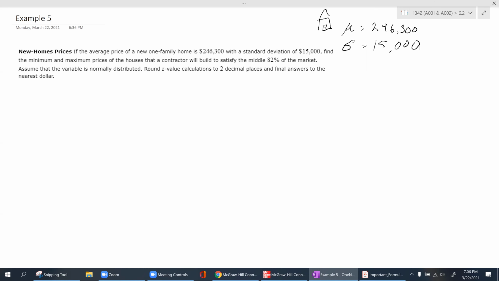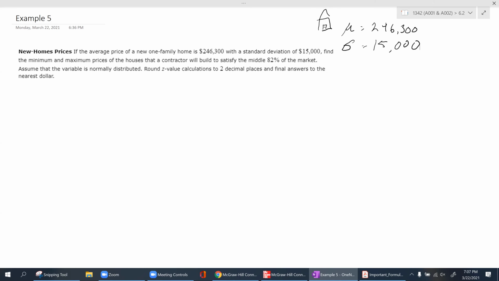And you see how these problems are getting more and more applicable to real world life scenarios. This is the wonderful thing about this class. Of the market, assume that the variable is normally distributed. Round your z-value calculations to 2 decimal places and your final answers to the nearest dollar. So you just need to remember that at the very end, it's going to be to the nearest dollar, and everywhere along the way, there's going to be 2 decimal places.